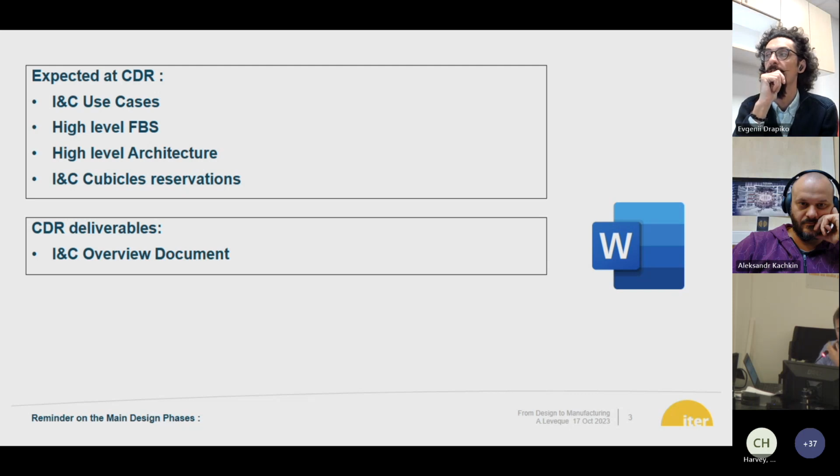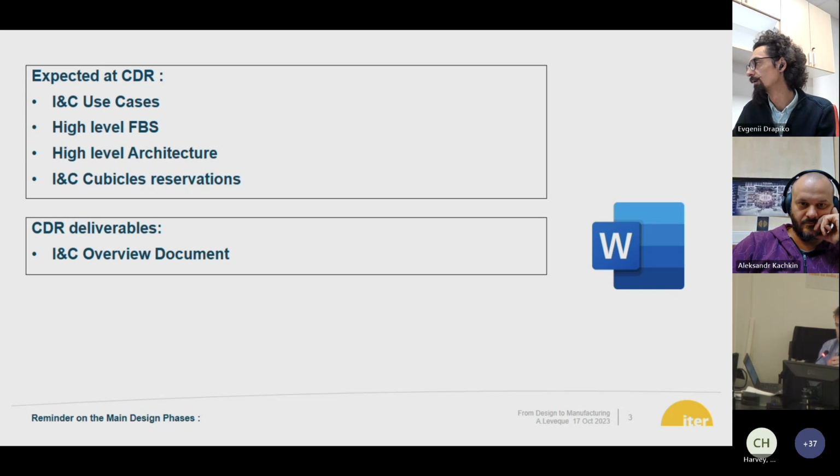At a CDR, what we expect is that we have the INC use case fully developed. We want to see the high-level FBS and high-level architecture. It's very important also that we have an INC cubicle reservation which makes sense with regard to the needs of your system. This is starting to be a very critical situation on ITER, to get new space for cubicles, not only because of the space that a cubicle takes, but also because of the cabling change it represents.